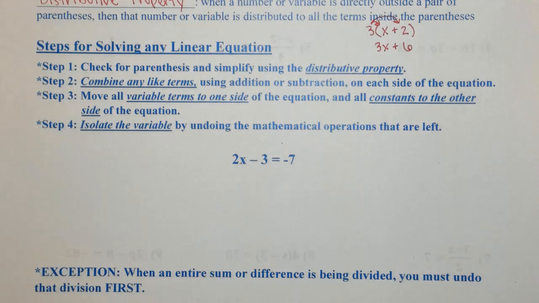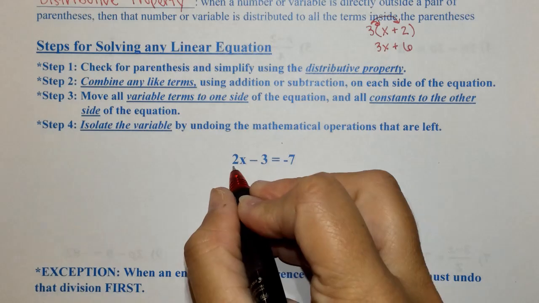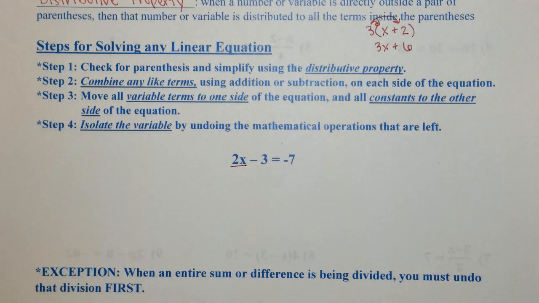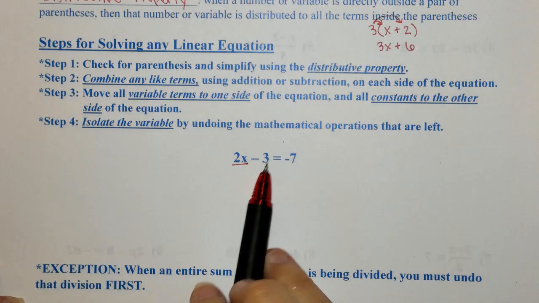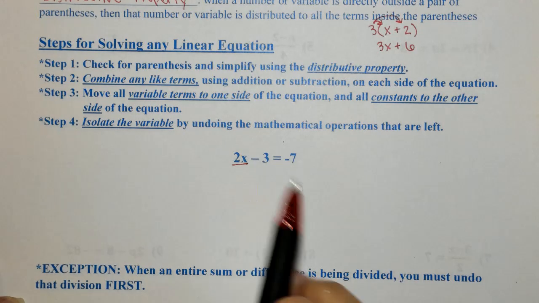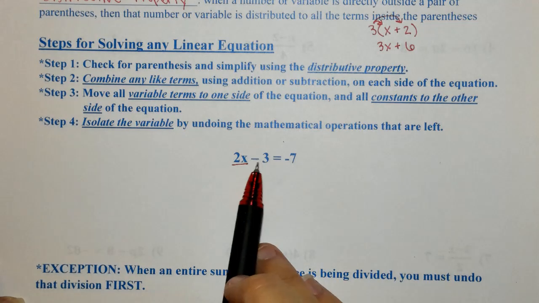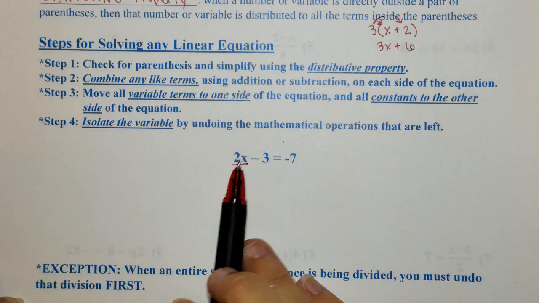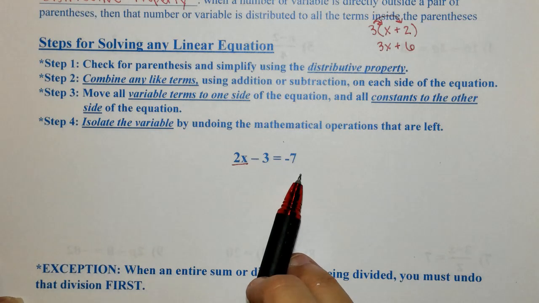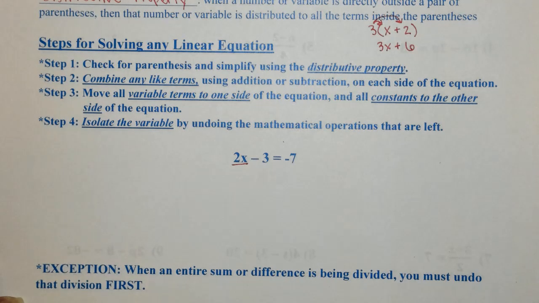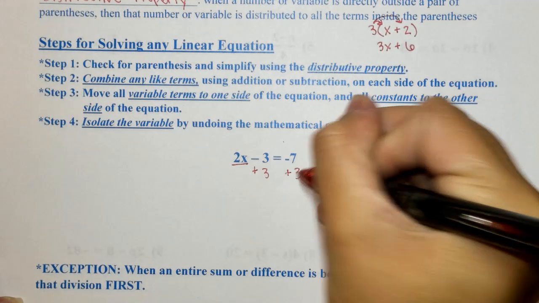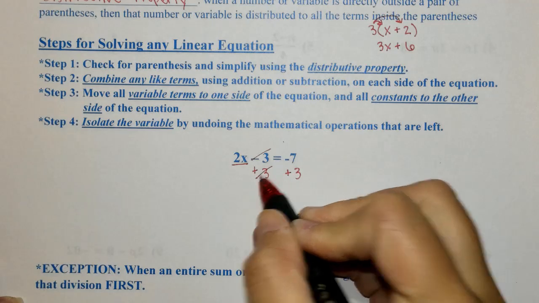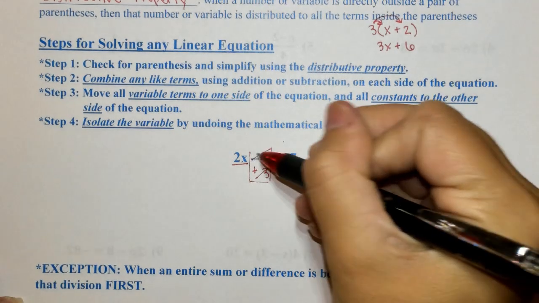Move all variable terms to one side of the equation and all constants to the other side. So our variable term is 2x. It's already on the left side of the equation, so what we're going to do is put our constants together. Our constants would be this 3 that's being subtracted and this negative 7. If the variable is already on the left side, then we move the constants to the right side. So to get rid of a minus 3, I use inverse operations. I would add 3 to both sides. A negative 3 and a positive 3 would cancel out, and that completely disappears.